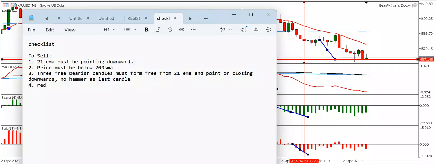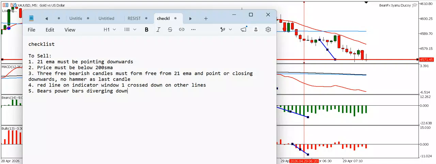Red line on indicator 1 crossed down on the other lines. Yes. 5, bear power bars diverging downwards, not converging upwards.